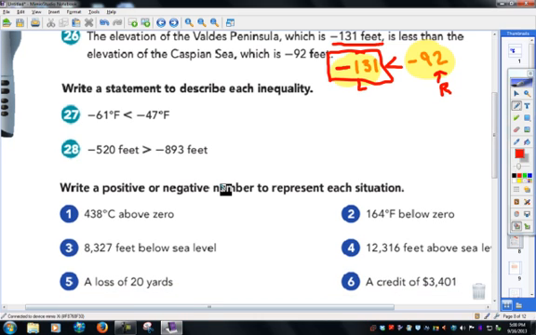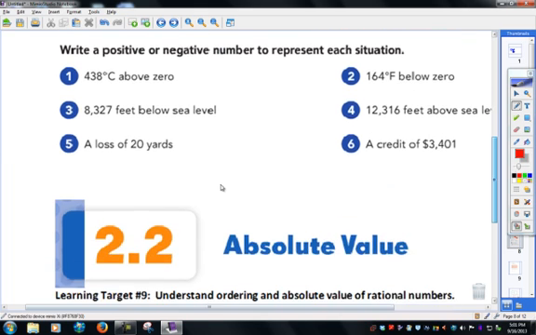Okay. If you did this, you should have just said -61 degrees is less than -47. Or you could have said -61 degrees is colder than -47. Either way is fine there. You're just basically interpreting what it says. Here, -520 feet is greater than -893 feet.